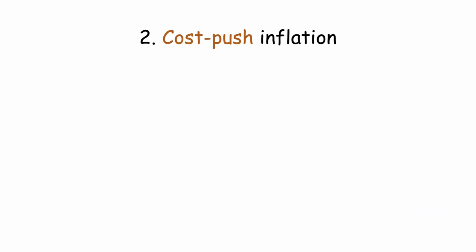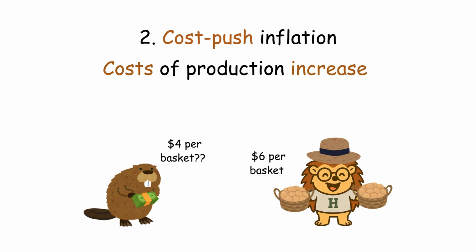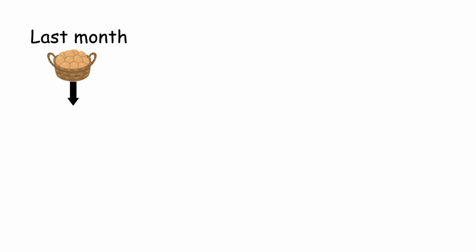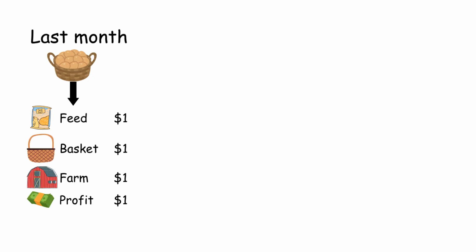Cost push inflation. That occurs when the cost of production increases, leading to higher prices for goods and services. Let's take a look at the cost of eggs last month. It included bird feed, the price of the basket, farm maintenance, and profit. Altogether, this made up the cost of one basket of eggs, $4.